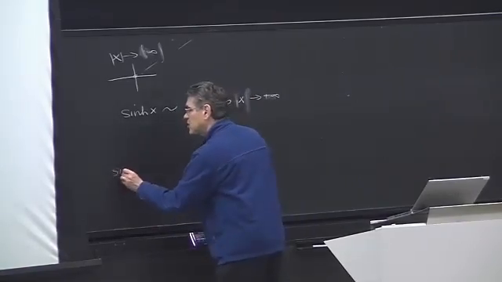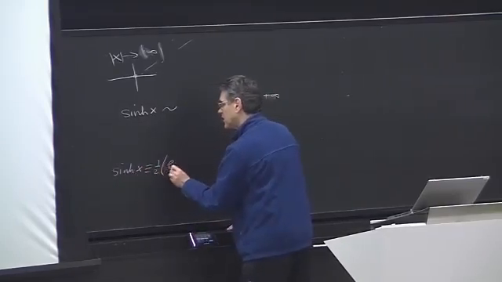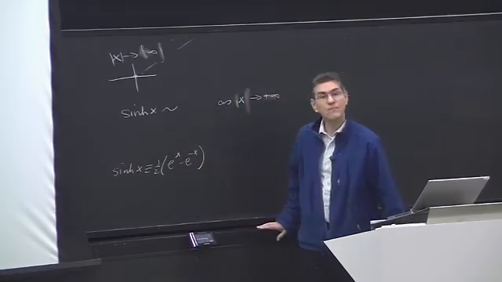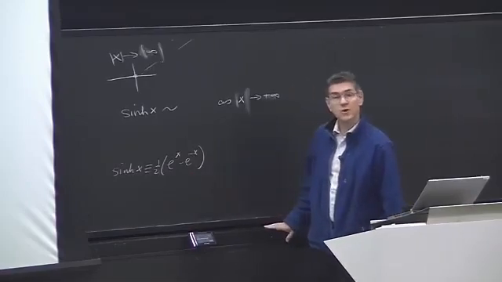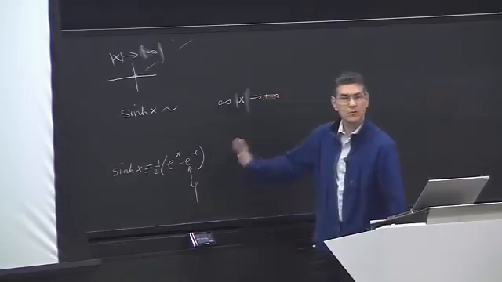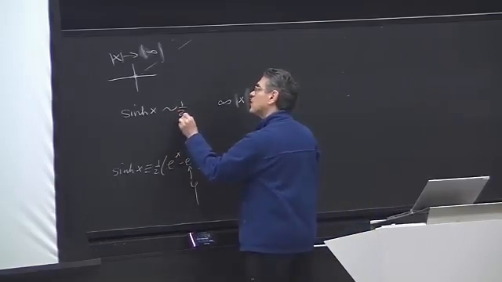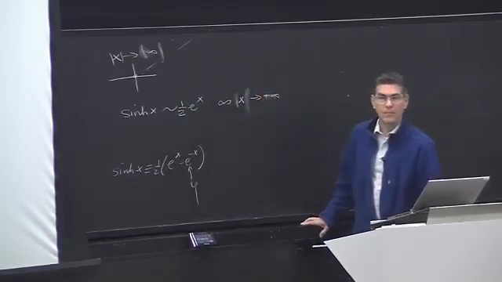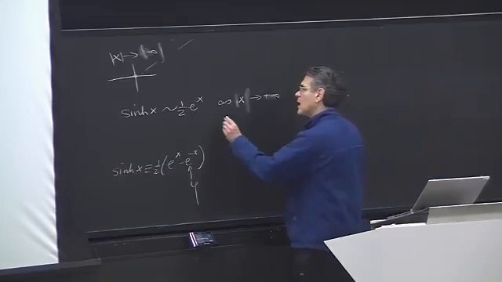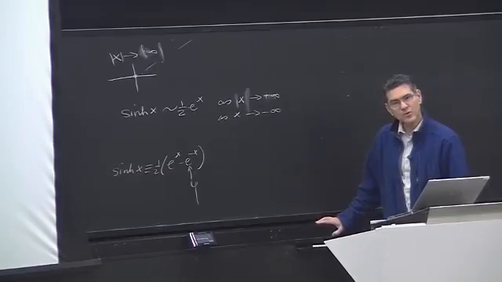Because remember the definition of sinh of x. This is defined as 1/2 times e to the x minus e to the minus x. That's the formula for sinh of x. So as x goes to plus infinity, this term becomes just negligible. You can just throw it away compared with that term. So sinh of x is asymptotic to 1/2 e to the x. On the other hand, as x goes to minus infinity, how does sinh of x behave?